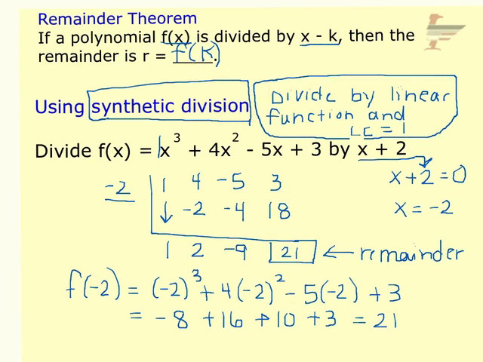But you will have to verify these using synthetic division, and actually you're going to appreciate this process, I promise you, very soon.